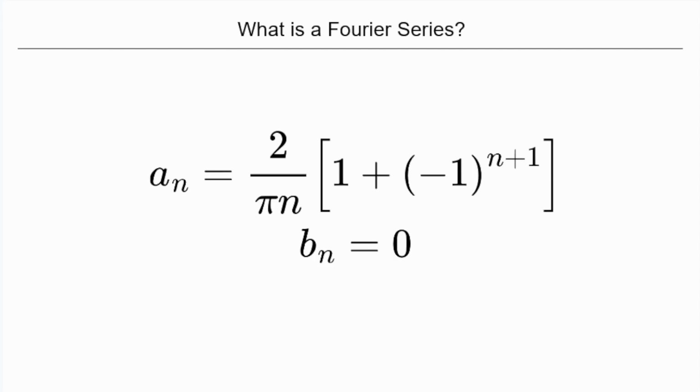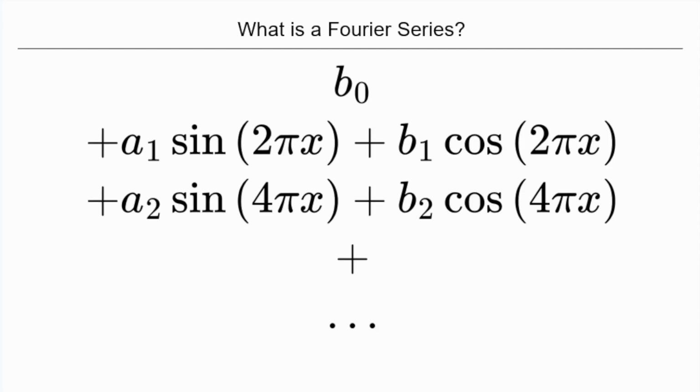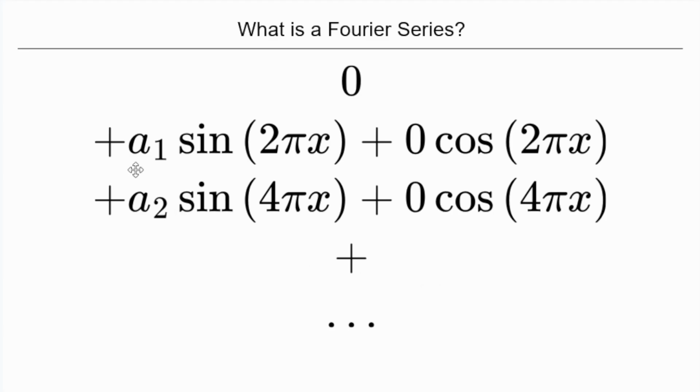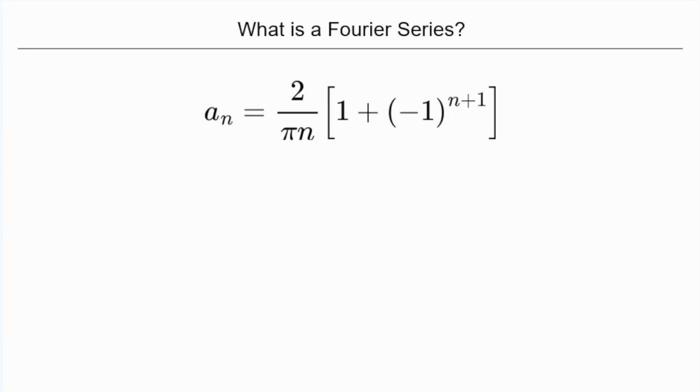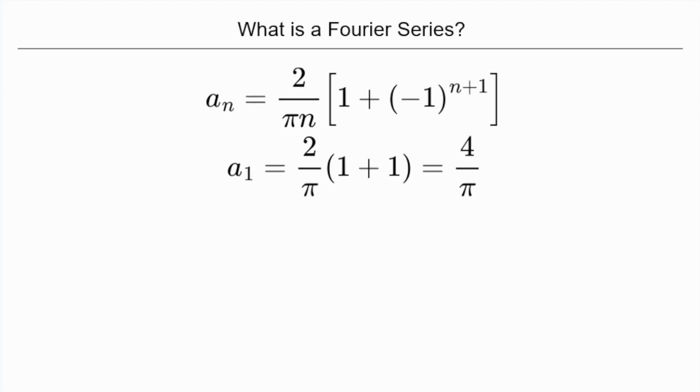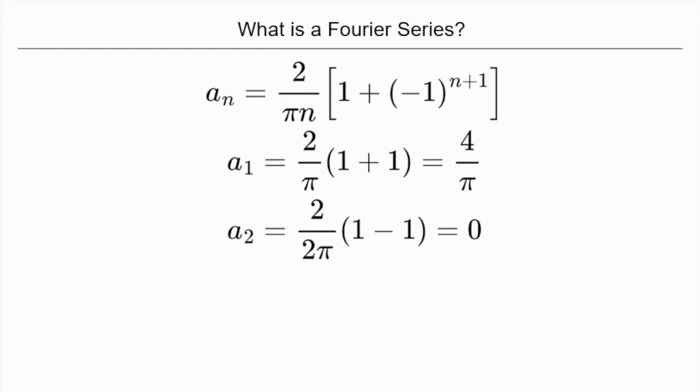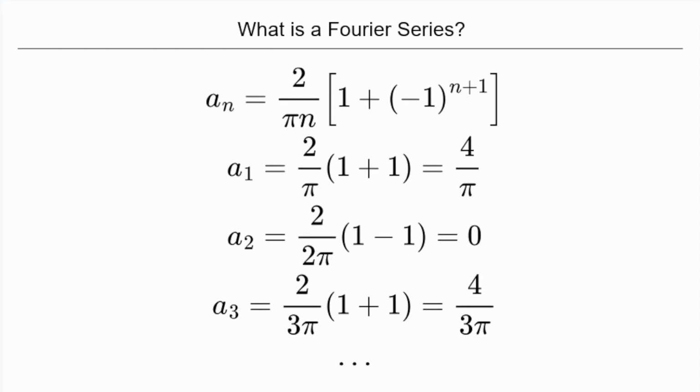Let's now write the actual Fourier series. Well, as you remember, the Fourier series was this, b_0 plus a_1 sine of etc. This is 0, this 0, this 0. So we just get a_1 sine of 2 pi x plus a_2 sine of 4 pi x and so on forever. Now let's calculate a_1 and a_2. This was our formula for a_n, so a_1 must have been 4 divided by pi, a_2 must have been 0, a_3 4 divided by 3 pi, and a_4 0, and so on.